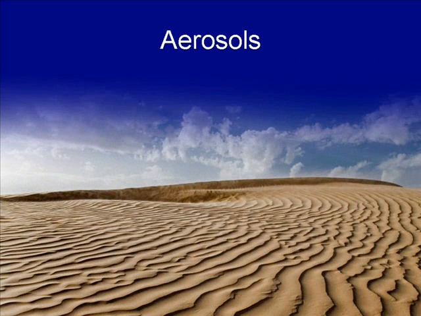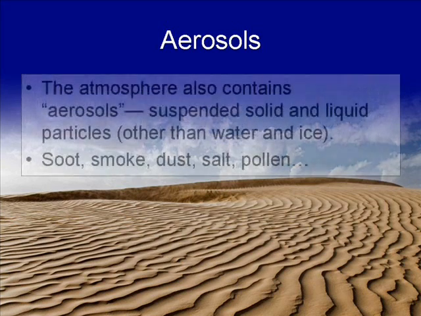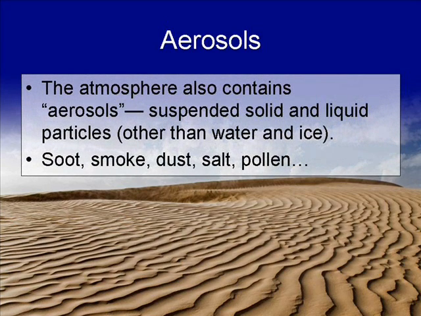We talked about the fact that the atmosphere is made up of a mixture of gases and solids and liquids called aerosols. Let's spend a minute here to talk about aerosols. Aerosols are suspended little particles of either solids or liquids in the atmosphere, and for technical reasons, if they're made out of water, either ice or liquid water, they're not an aerosol. They're cloud droplets then. Examples of aerosols: soot, smoke, dust, salt, pollen.